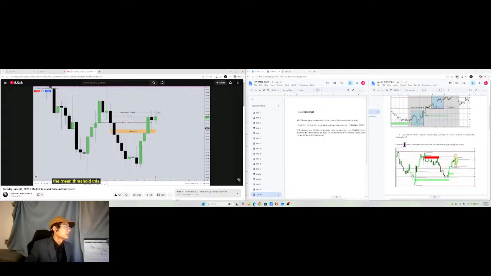The mean threshold. This is the halfway point of this candle, and that's done like this. You take the fib, drop it on the low to the high, bam, right there, 104.540. That's why that level's there. It's half of that. Now let's drop back down into the daily.